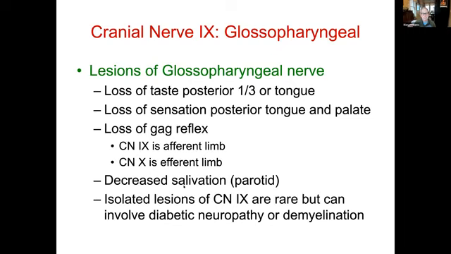Also, you would see decreased salivation because of the effects on the parotid gland. So those are all losses that we might see in a cranial nerve 9 injury.